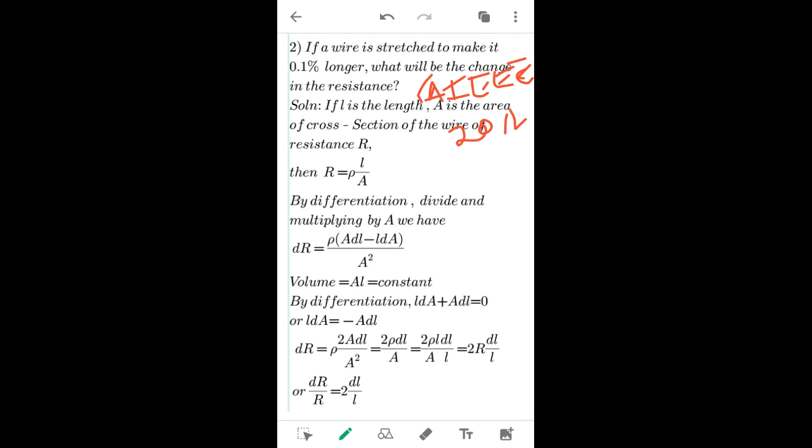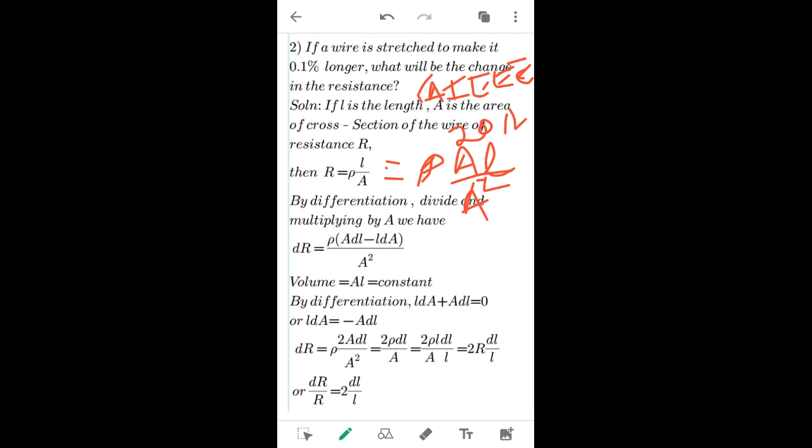So here L is the length, A is the cross section area of the wire, R is the resistance. So resistance is given by rho into L upon A. Now what we will do, we will differentiate, and also we will multiply this equation by A and divide by A, into L upon A square. Okay, so this is the equation we'll get.